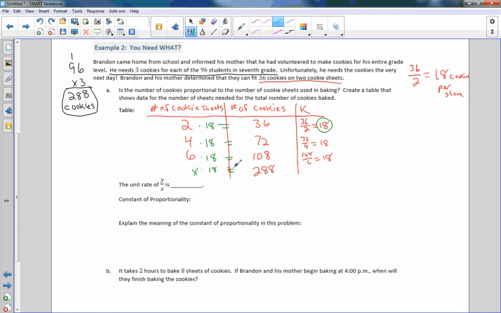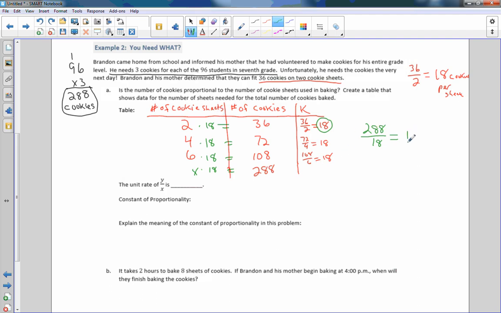If this is 18 times x equals 288, what I'm trying to point out here is 2 times 18 is 36, but if I go the other direction, 36 divided by 18 will give me 2. 72 divided by 18 will give me 4. 108 divided by 18 will give me 6. So if I take 288, divide it by 18, that will give me the number of cookie sheets.